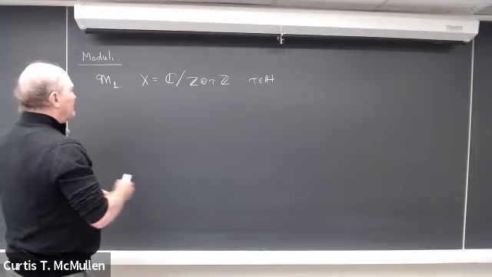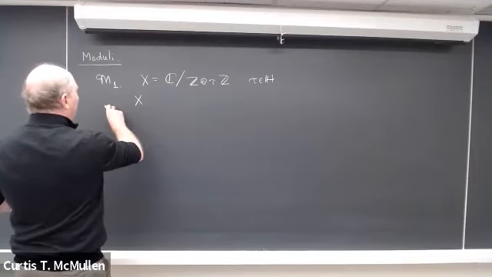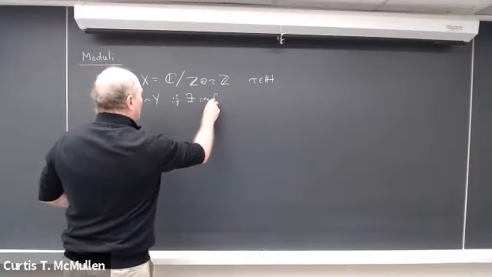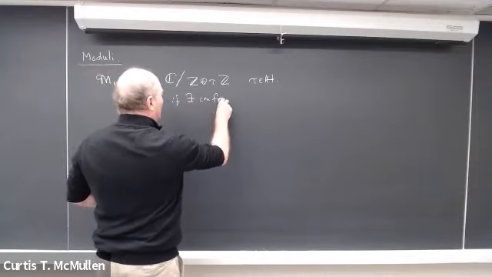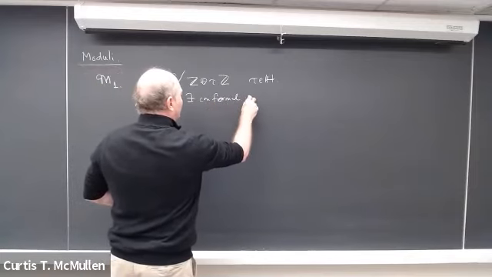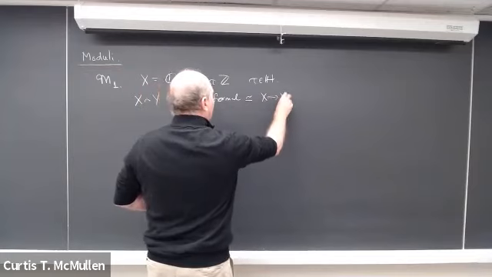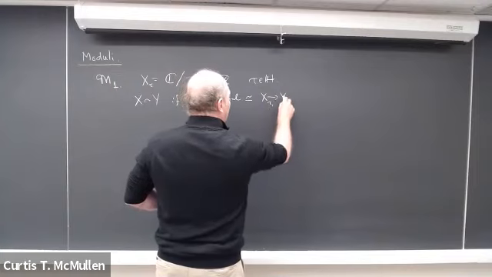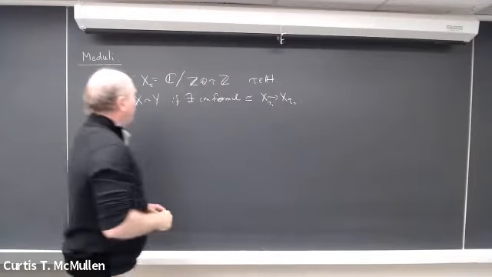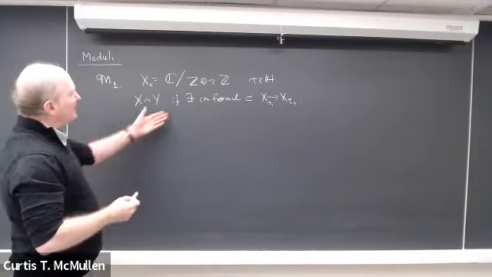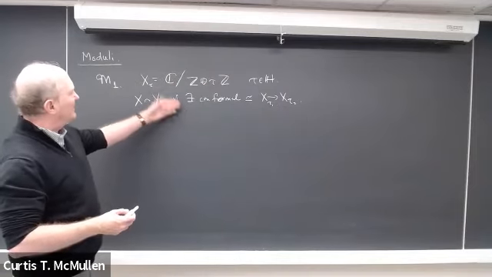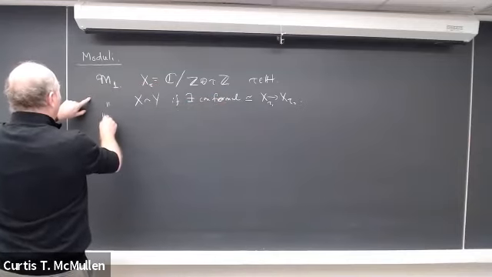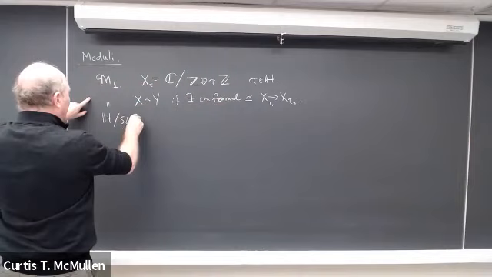But we want to identify points in this space if there exists a conformal isomorphism, X to Y. Or maybe let's call this X tau, so X tau 1 to X tau 2. And it turns out that that happens if and only if there's an integral Mobius transformation that relates the two values of tau. So in fact, M1 is equal to the upper half plane modulo the action of SL2Z.